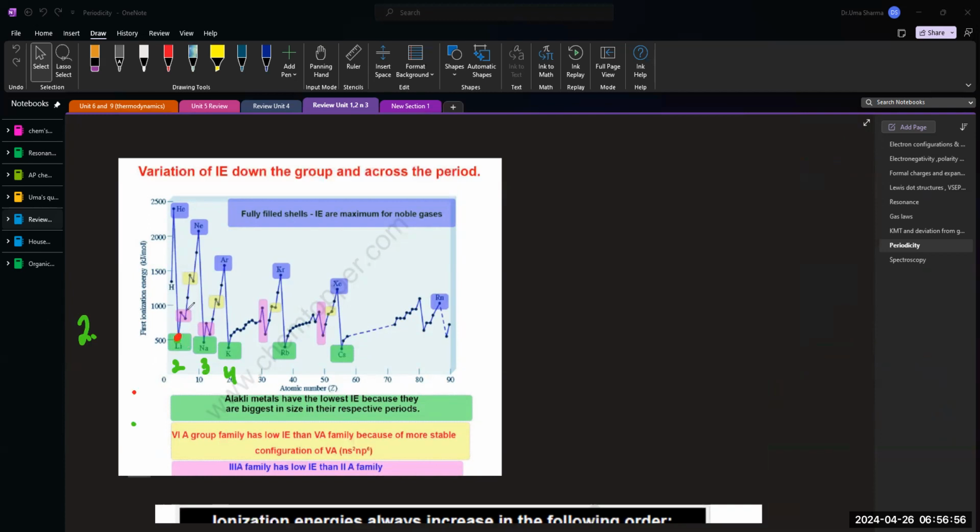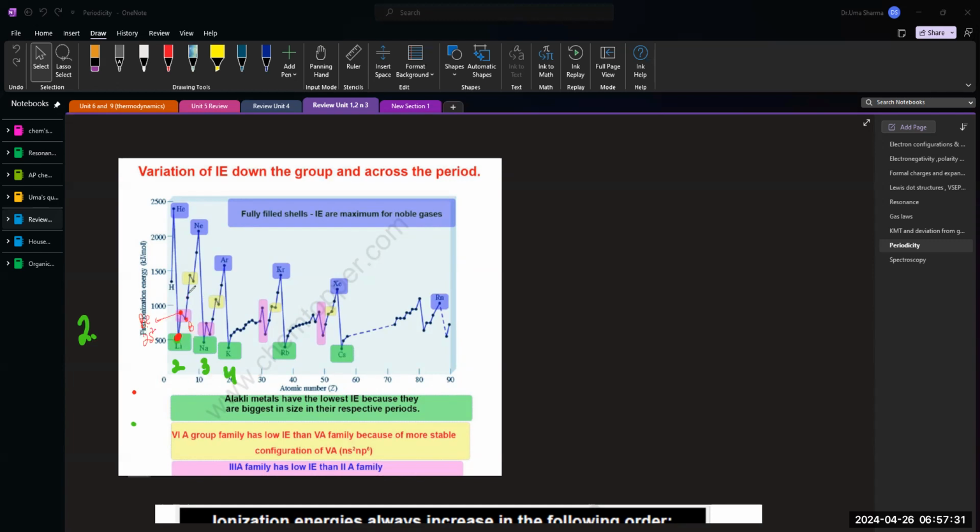Lithium, lowest. Then what is this element, children? This one, this one. Beryllium. What is this one? Boron. Can you see beryllium is more than boron? There is a drop here. This drop indicates that beryllium has extra stable 2s2 configuration, whereas boron has 2s2 2p1, which is less stable.